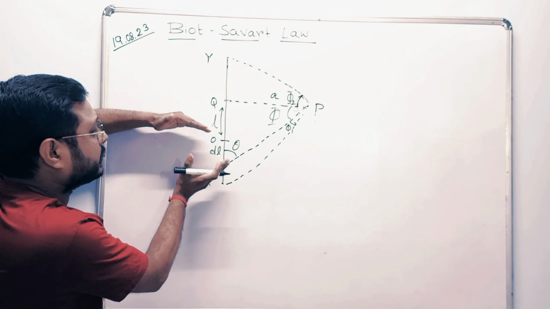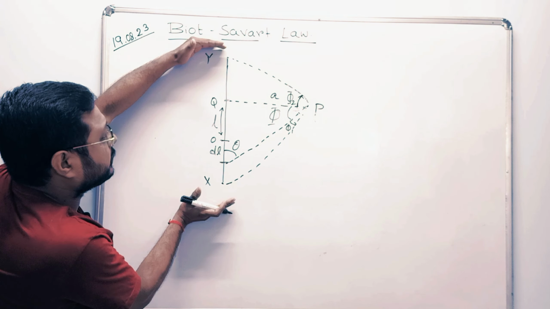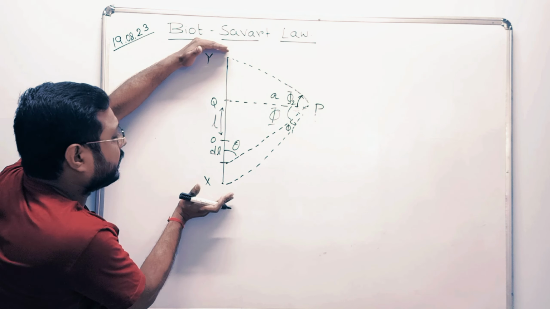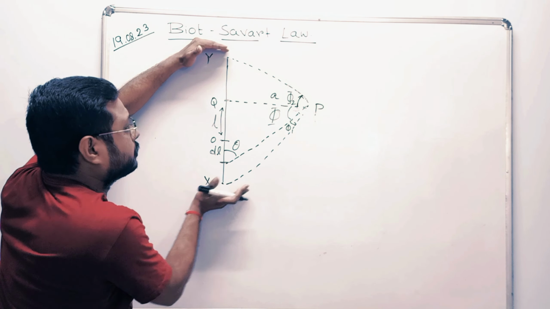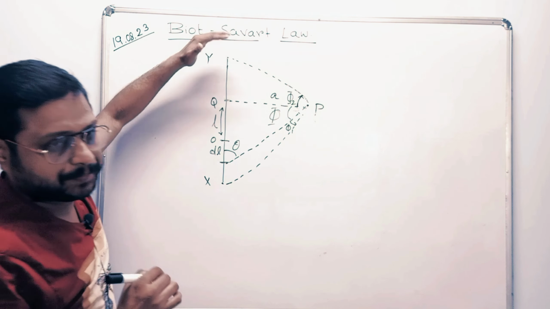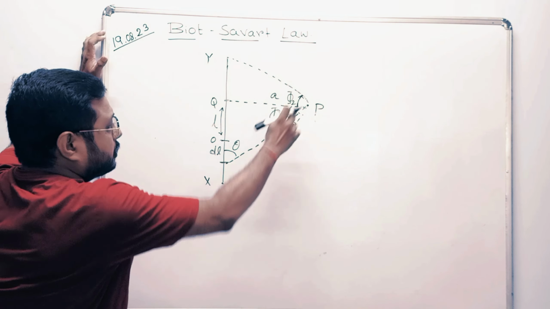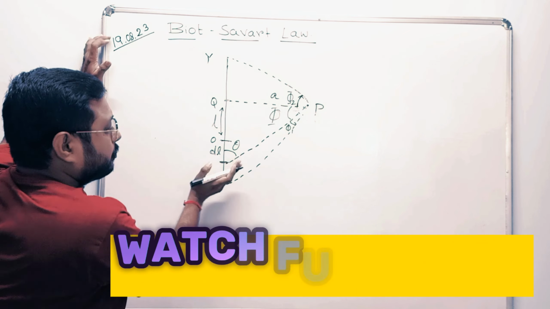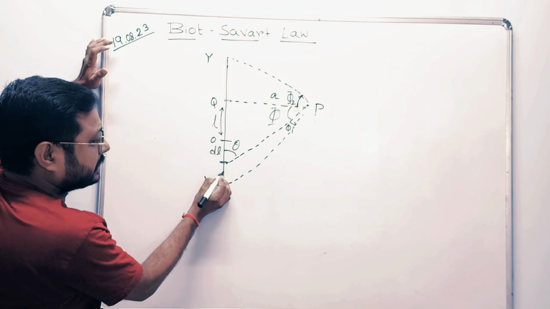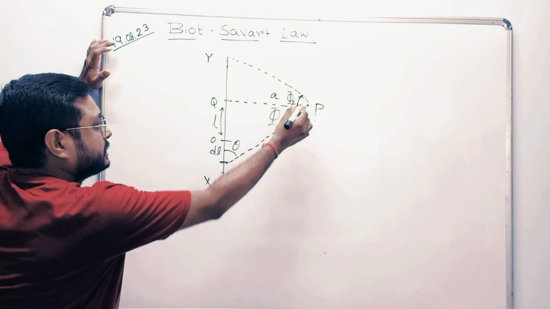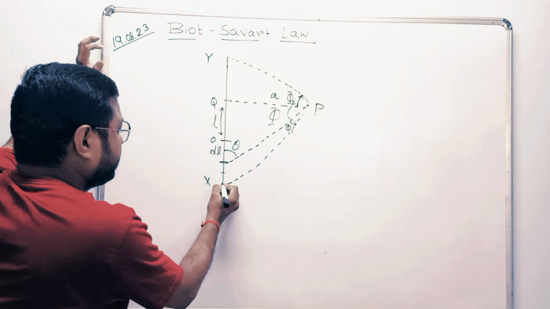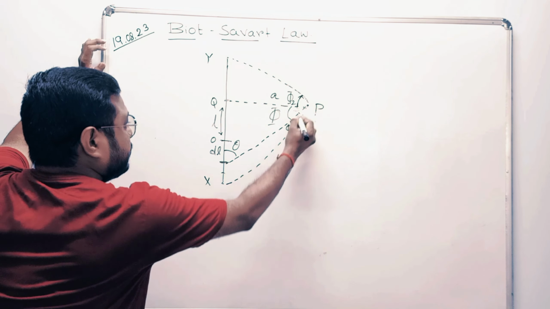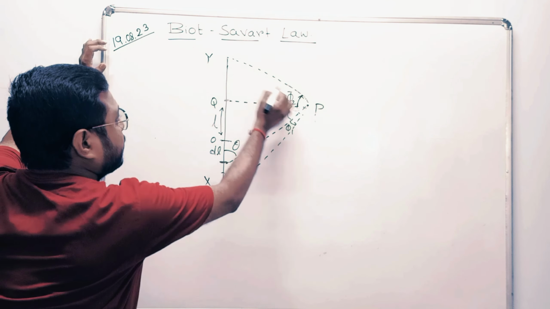We have to calculate the total magnetic field due to the wire at point P, so we have to add this up. For the length dl, the angle is phi. If we increase the length from this, the angle is suppose phi 3, and at X the angle is phi 1, and for Y the angle is phi 2.